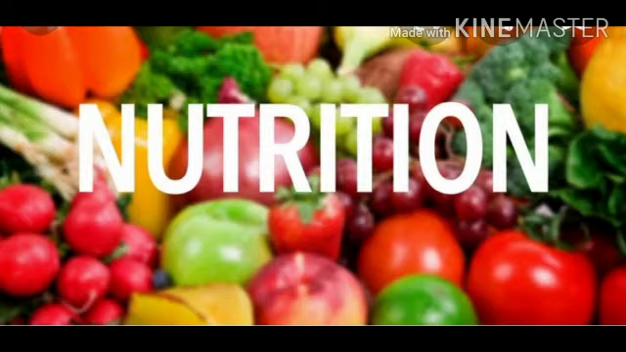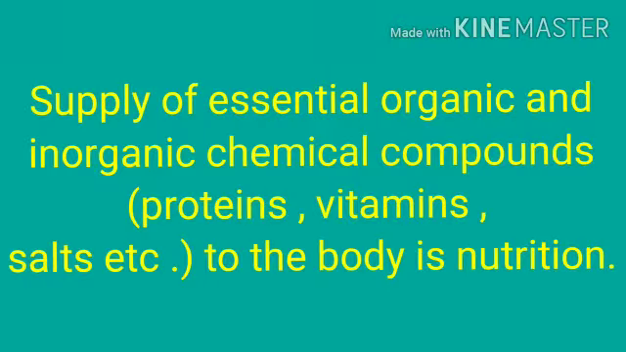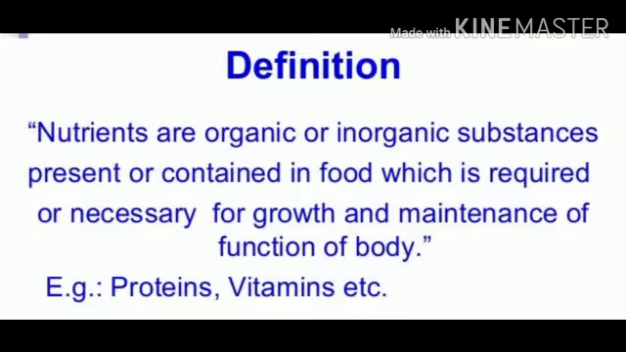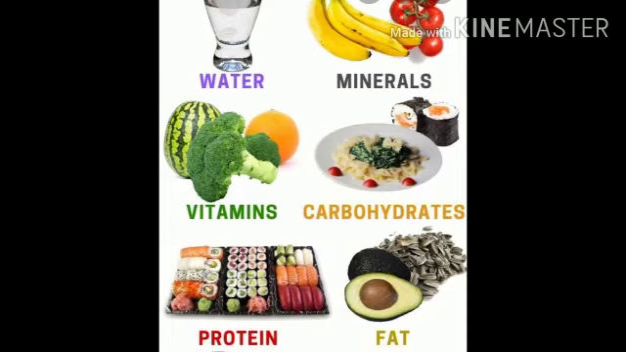I will be discussing classes of nutrients and take up 3 classes of nutrients in detail. First, let us get acquainted with the term nutrition. Supply of essential organic and inorganic chemical compounds, that is proteins, carbohydrates, vitamins, salts, to the body is called nutrition. Now, what are nutrients? The chemical compounds, that is the organic as well as inorganic compounds, are called nutrients.